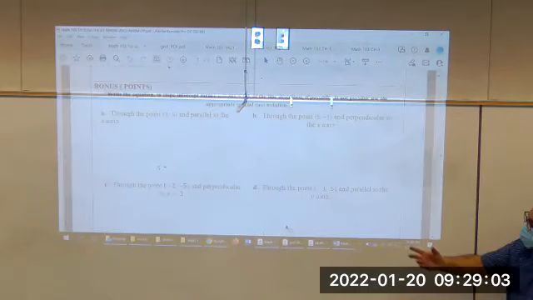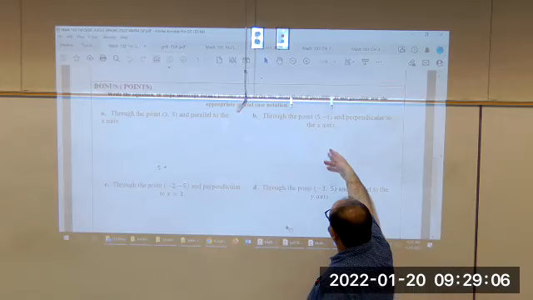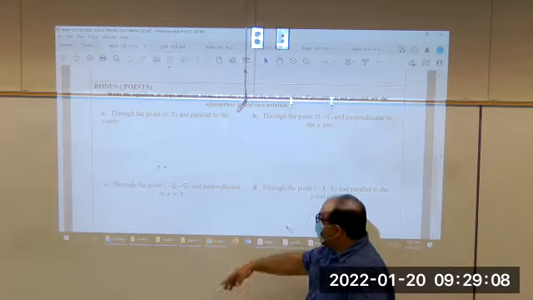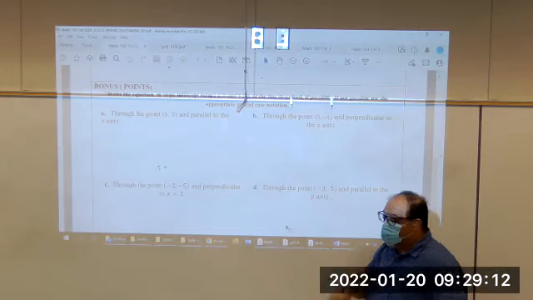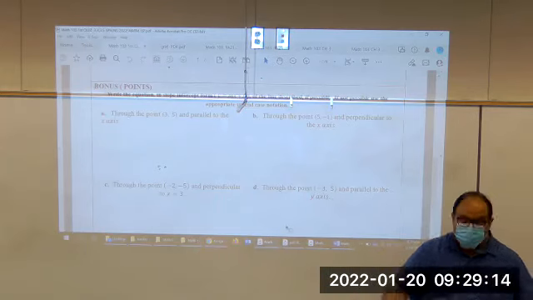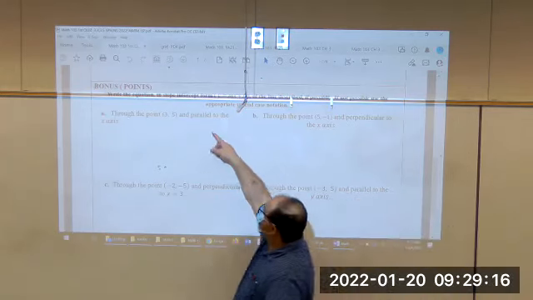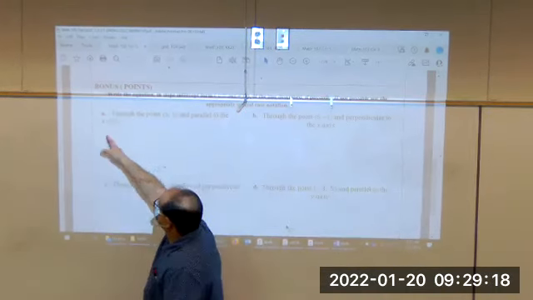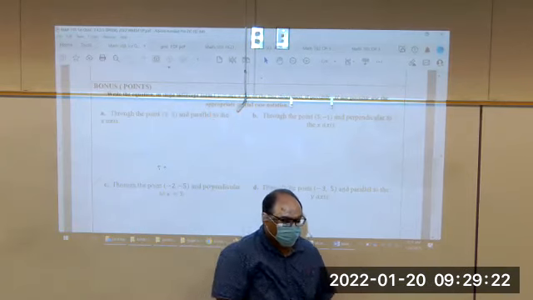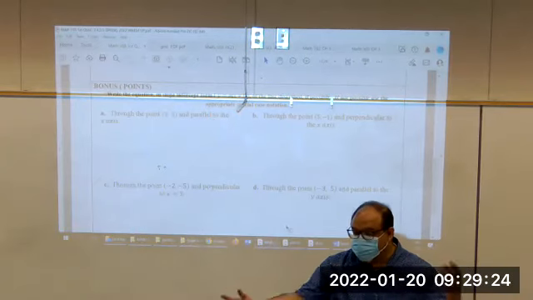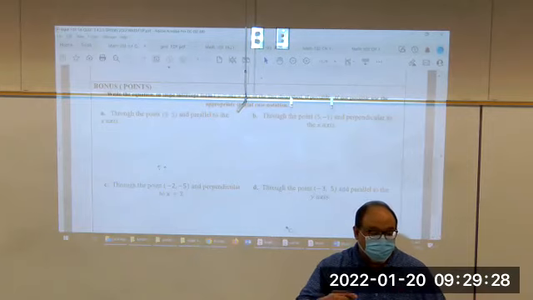You've got through a point parallel to the x, through a point perpendicular to the x, through a point perpendicular to x, through a point parallel to y. I can interchange this. I could say through a point parallel to x, perpendicular to x, parallel to y, perpendicular to y. Okay, just a matter of changing out a couple of words. But the way these are done is exactly the same each time.